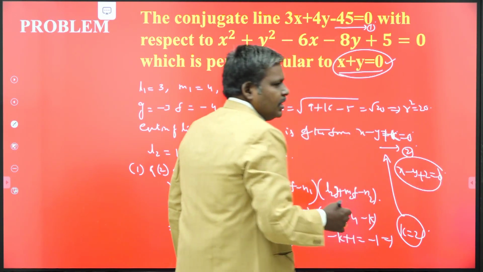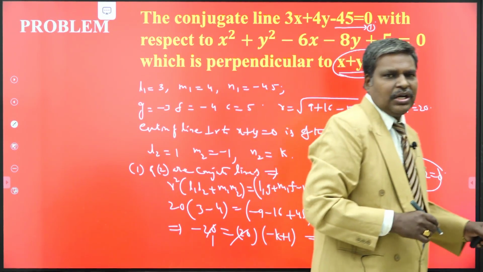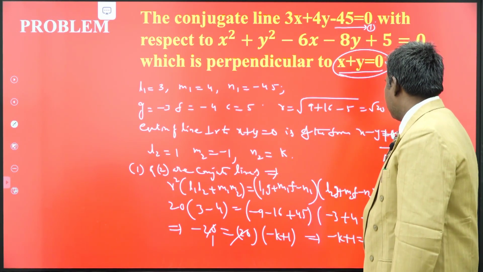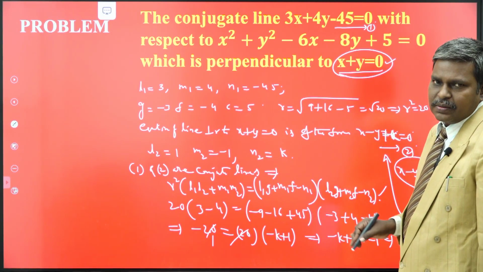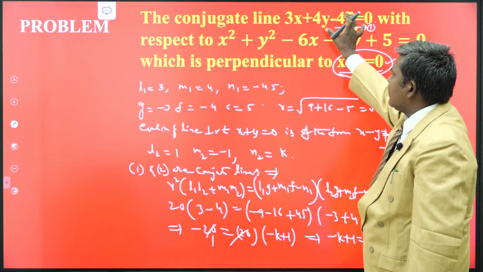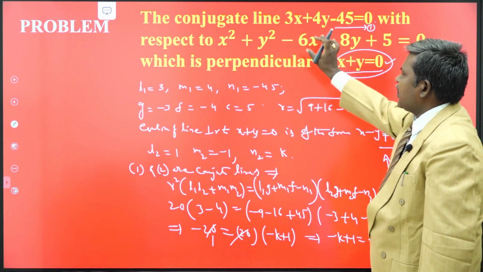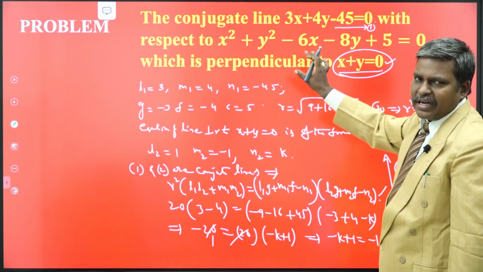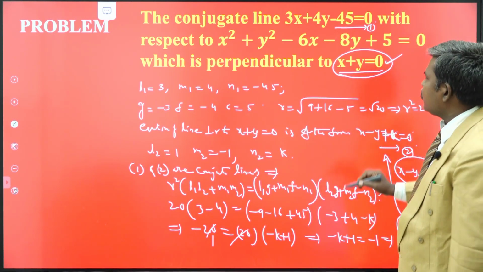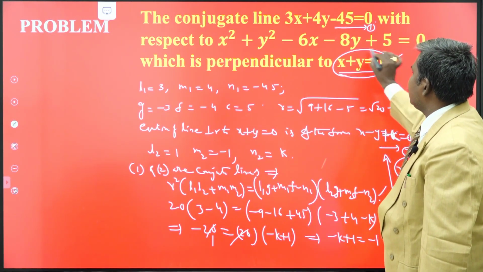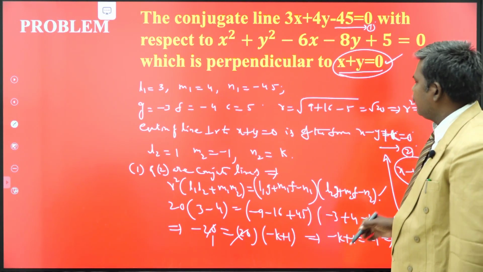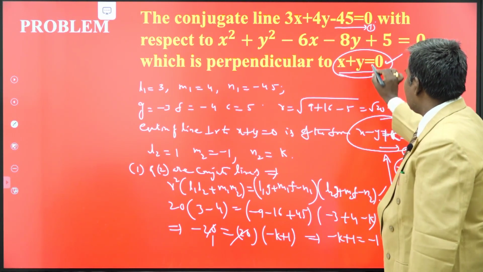This is the equation of the line which is conjugate to our line. Once you know this formula thoroughly, we can easily crack this one. So we find the line which is conjugate to this line with respect to the circle. At the same time, our line is perpendicular to this one. So first you write the perpendicular line to this one. It is of the form x minus y plus k equal to 0. This is any line perpendicular to this one.